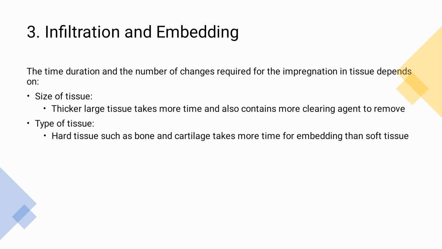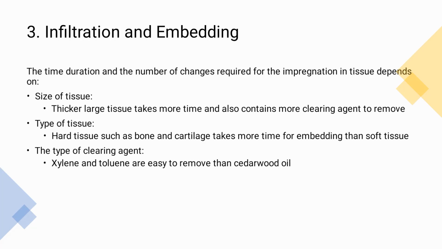take short time. The clearing agent also has an effect on the infiltration and embedding, because xylene and toluene are easy to remove from the tissue, and cedarwood oil is viscous as compared to xylene and toluene. It takes more time to remove the cedarwood oil from the tissue during infiltration and embedding. The type of processing also matters. Vacuum embedding enhances impregnation, so it takes short time, while normal embedding, when vacuum is not created, takes long time.